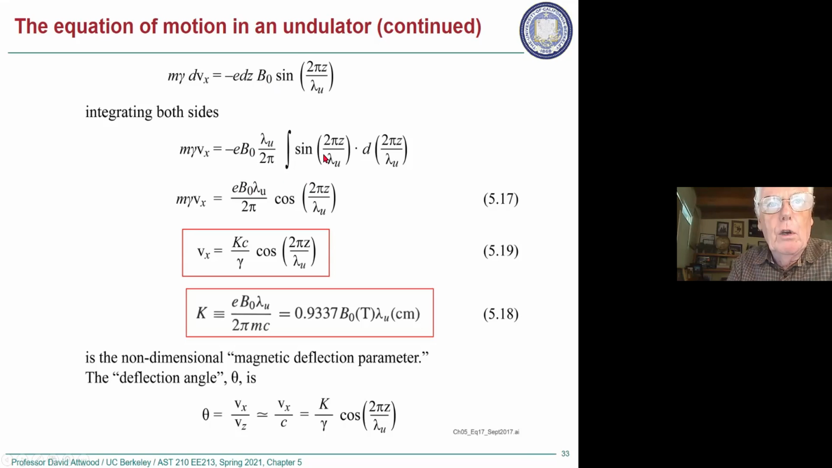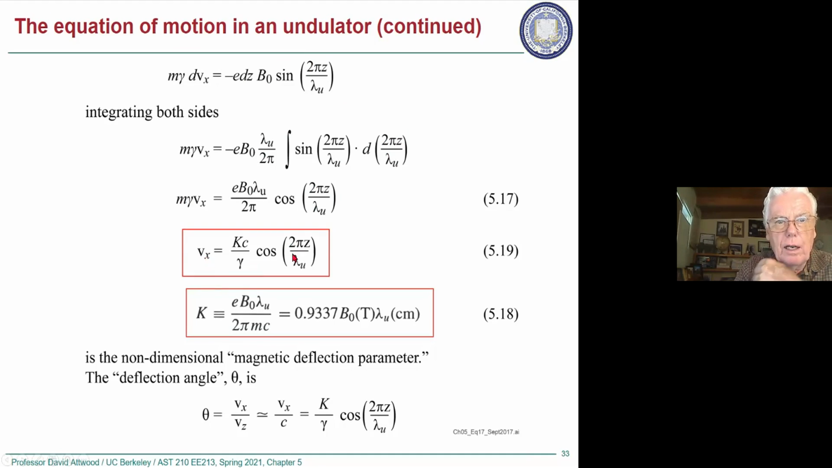And in fact, we want to integrate a sine in dz. So we're going to change the dz to d of 2 pi z over lambda u, so the arguments match, to do the integration of the sine. So if we put a 2 pi over lambda u here, we have to put a lambda u over 2 pi out front. Now we can do the integration. This is just a cosine. Everything else is fixed. So the integral is this. We can divide through by m gamma, and now we have a solution for V sub x.